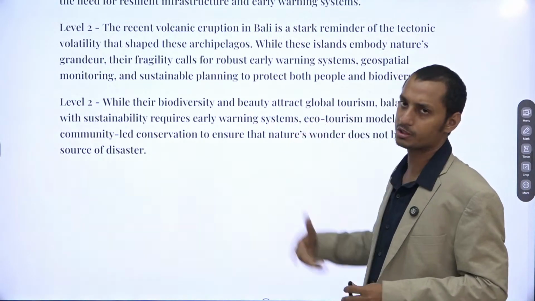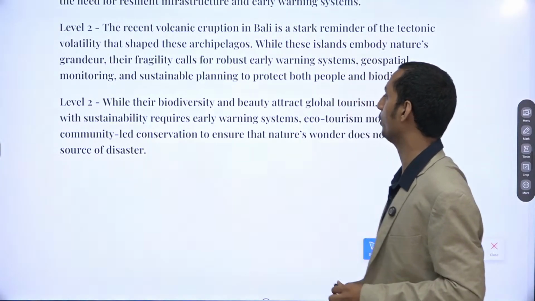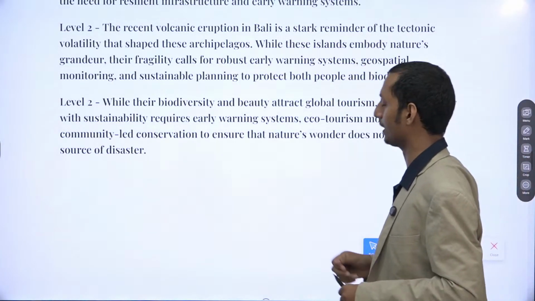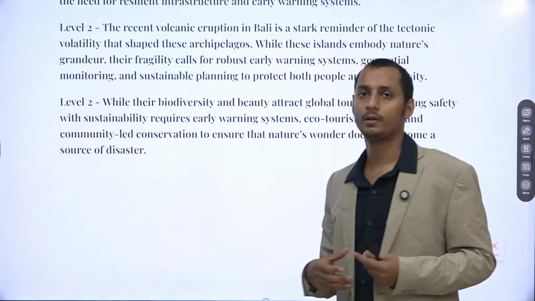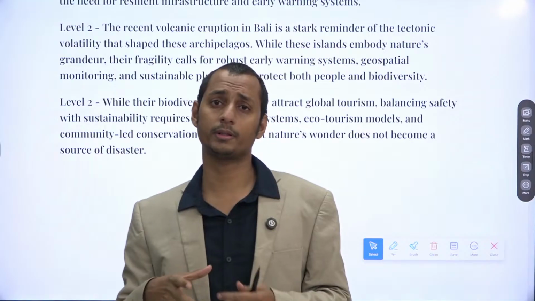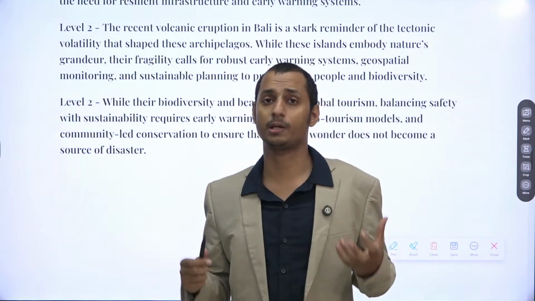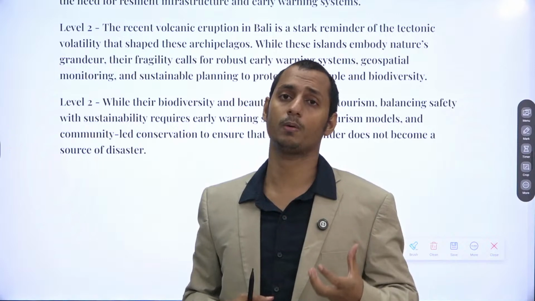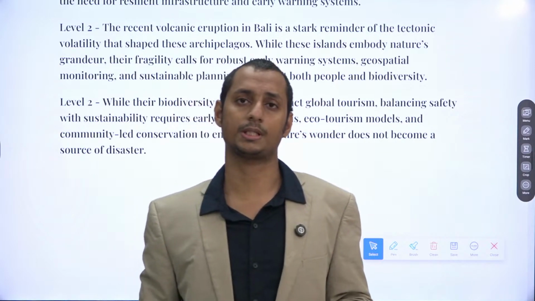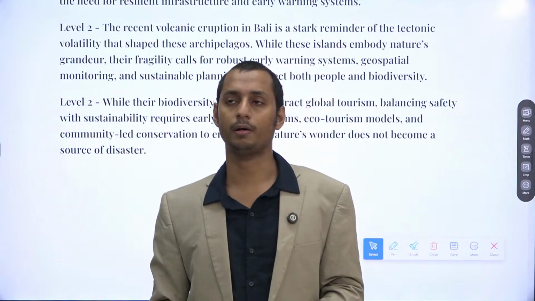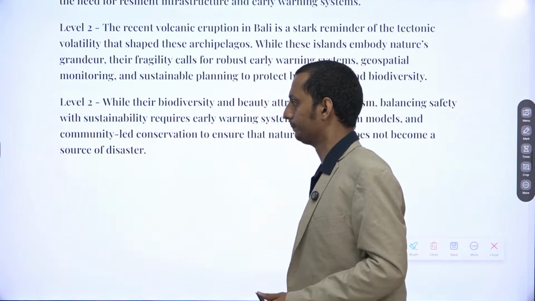Then also go for the conservation element. While their biodiversity and beauty attract global tourism, balancing this with sustainability requires early warning systems, ecotourism models, and community-led conservation models. So don't just write very general conclusions; rather, try to go for conservation, sustainable tourism, early warning systems. So different models of conclusions. Maybe you can also mention Sustainable Development Goals such as SDG 13, climate action, SDG 14, life below water, and SDG 15, life on land. So try to introduce all these elements, okay?